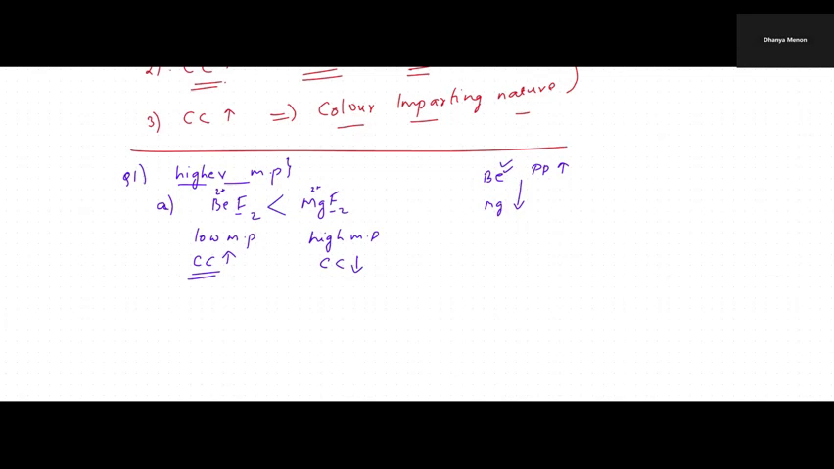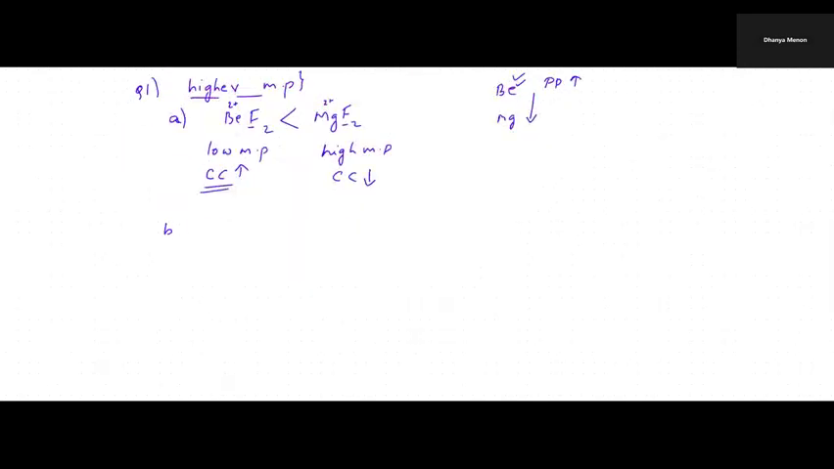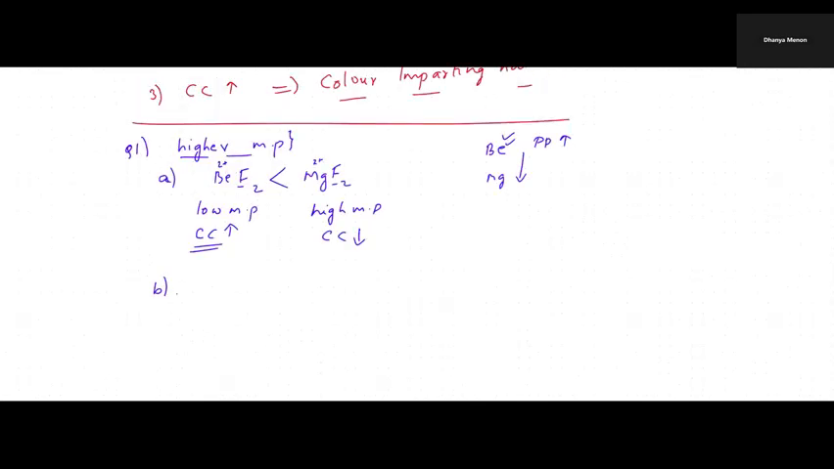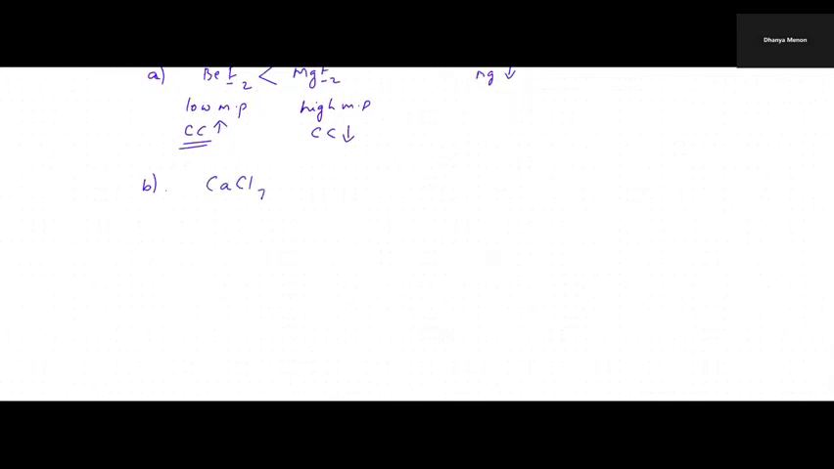Okay, let's practice one more question. They have asked for who has a higher melting point. Calcium chloride, calcium bromide. The cation is the same. We go with the anion. Both have -1 charge. Chlorine, bromine. As you're coming down, what is happening to the size? Here also, who has higher melting point? So you need to check who has higher melting point.